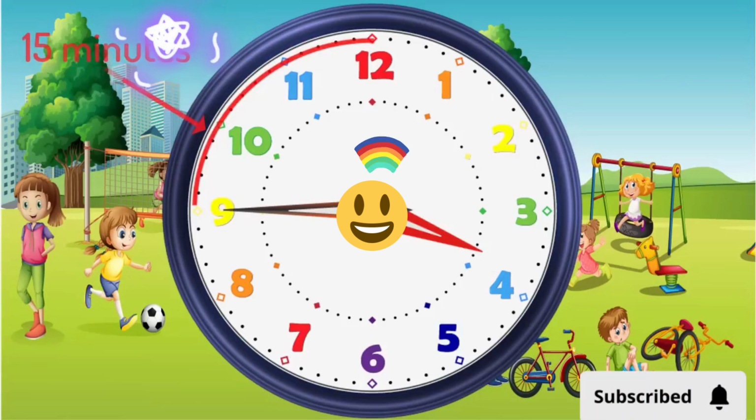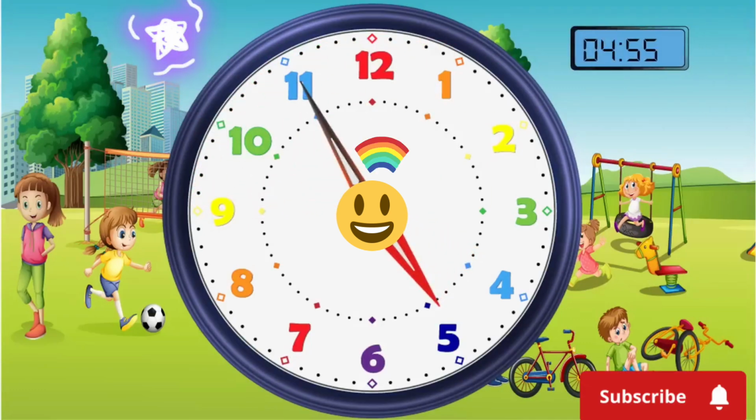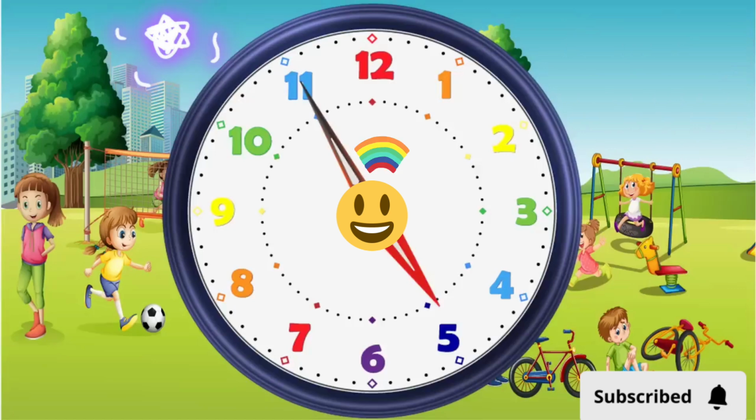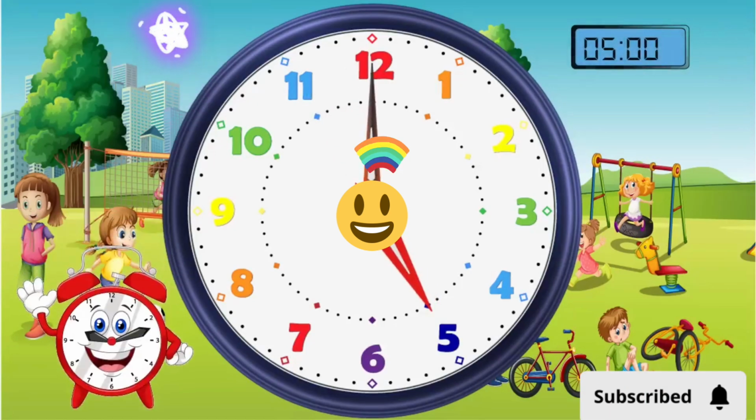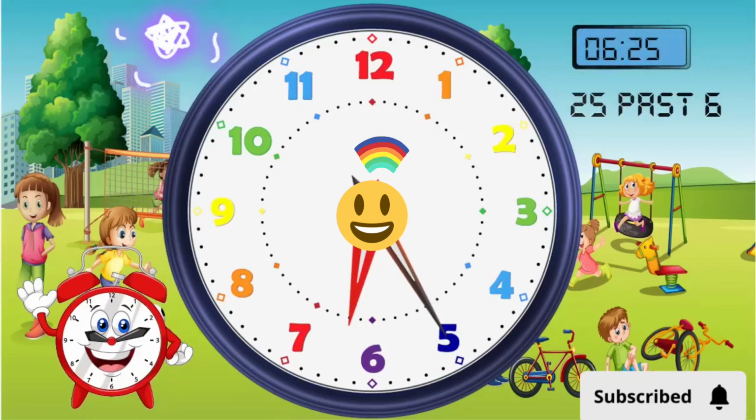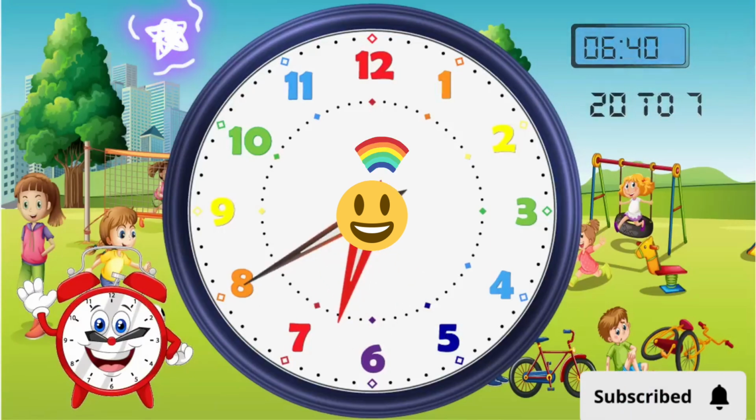Do you understand? Let's go through some more. This is 4:55 or 5 to 5. In 5 minutes, the hour hand will be directly on the 5, indicating 5 o'clock. Now we have 6:25 or 25 past 6. Here we have 6:40 or 20 to 7.